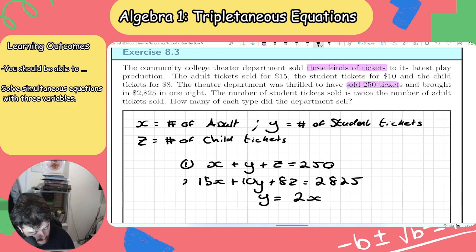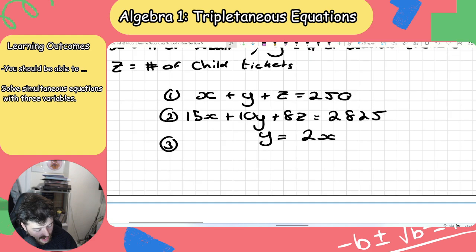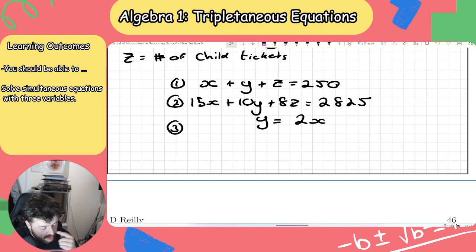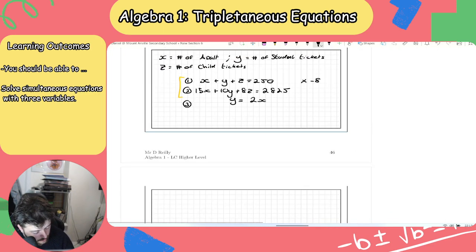So there's my 3 equations there. So let's look at which one I want to cancel out. Again, if you look at my last equation here, I don't have z. So I'd be stupid not to eliminate z in my first set of equations. So equations 1 and 2 here, I'm going to eliminate z. So I'm going to multiply the top row by minus 8.